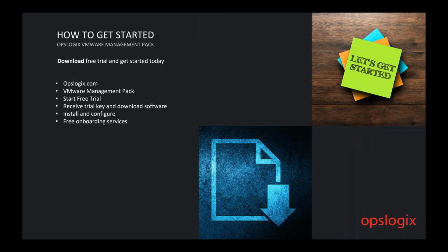If you want to get started, it's very easy. You can just visit our site. Under our product site, we have the VMware management pack, and there is a button where you can register and enter your information about the company and your SCOM management group. We will then provide a key. It's an automatic process and will take maybe 2 to 3 minutes. You will receive the trial key and instructions on how to download the software in the email. After that, you can just unzip the files and install and configure your solution.